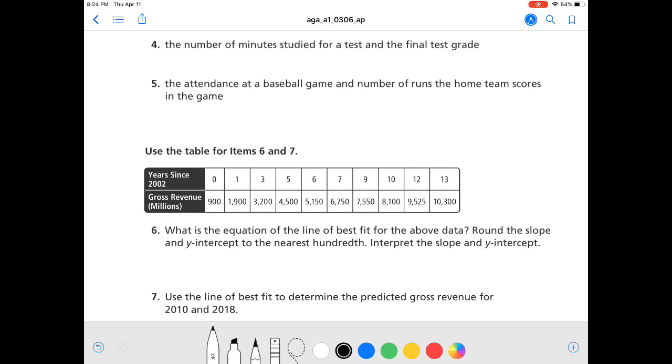For problems 6 and 7, you're going to use your calculator to find this regression equation, just like we did in the example with the airplane. So we've been practicing that a lot, especially in our packet. You guys should be good with that. If you notice in the table, the years are all years since 2002, just like we did with the airplane problem. So 2010 would be year 8, which you notice is missing from the table. And 2018 is going to be year 16.